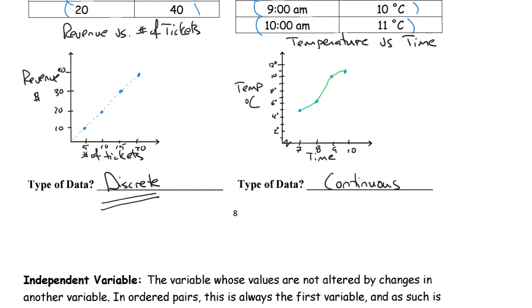Here, fractions don't make sense because we wouldn't sell 25% of a ticket. But over here, does it make sense to talk about 25% of an hour? Well, yeah, it's a little awkward. You don't normally do it that way, but you could totally do that.